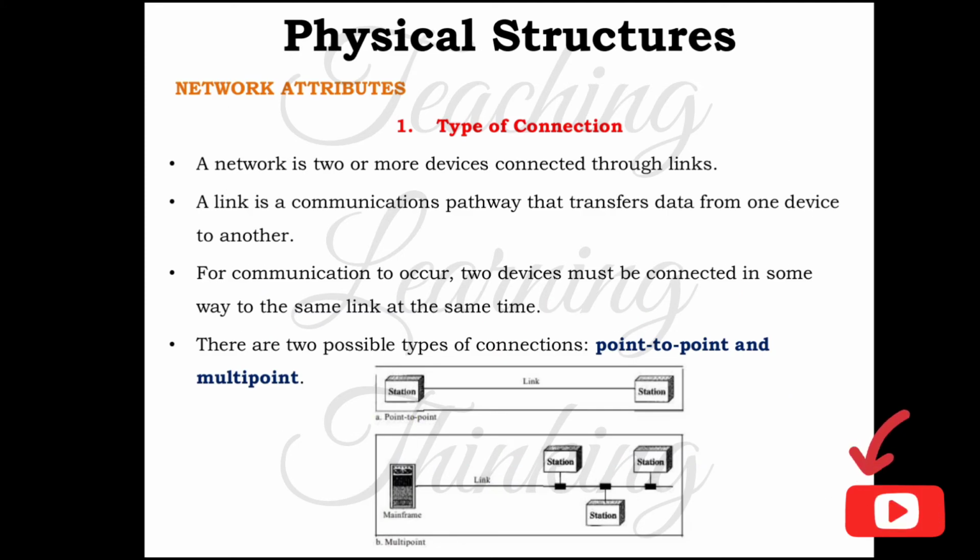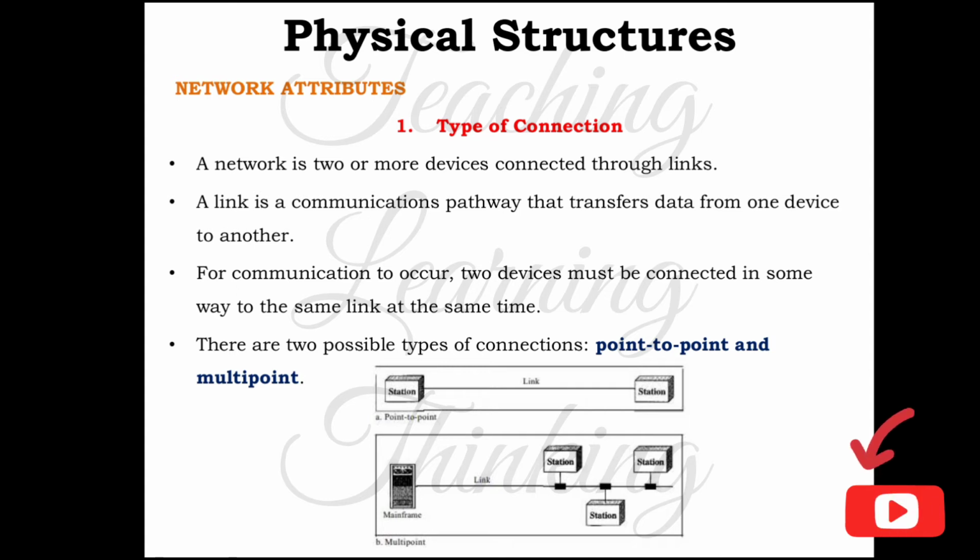So the next one is physical structure. The physical structure has network attributes. The first one is type of connection. We know that there are two types of connection: point to point and multi-point. In the figure, there are two stations and a link, that is a point-to-point connection. And multi-point means there is a mainframe and a link, and two or more stations are connected to the same link.